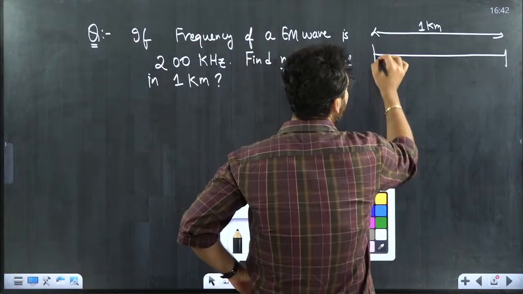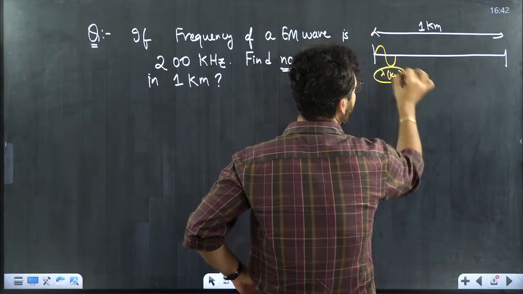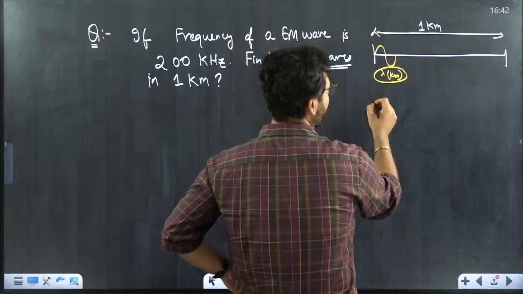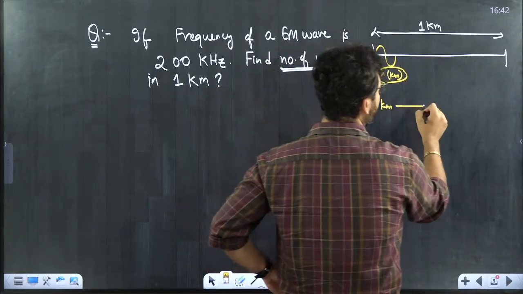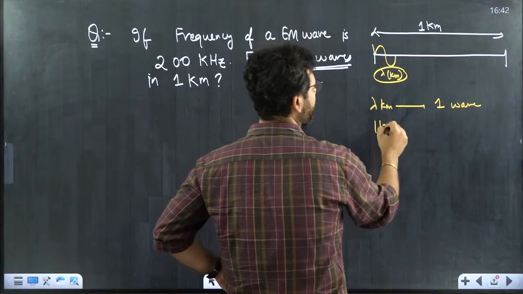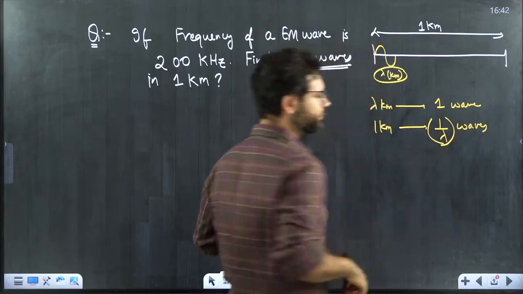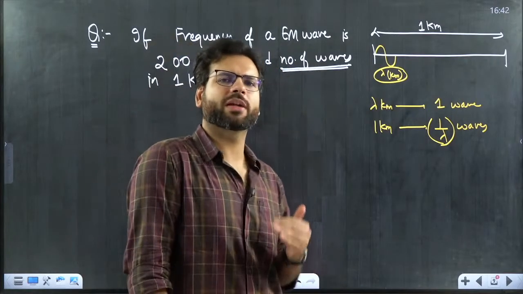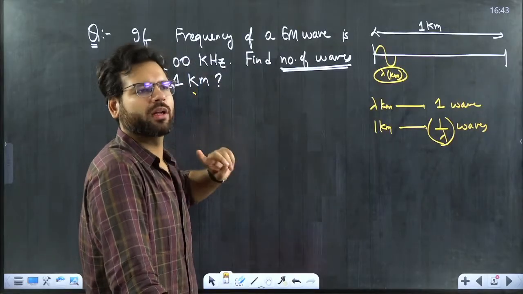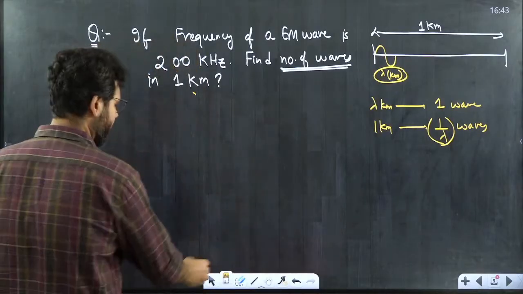Now think: if each wavelength is some lambda kilometer, we'll find lambda in kilometer. If each wavelength is lambda kilometer, in 1 kilometer how many waves will come? In lambda kilometer 1 wave is coming. So in 1 kilometer, 1 by lambda waves will come. This is called the wave number. So wave number is 1 by lambda. If you want it in 1 kilometer, you first find lambda in kilometer and then do 1 by lambda.